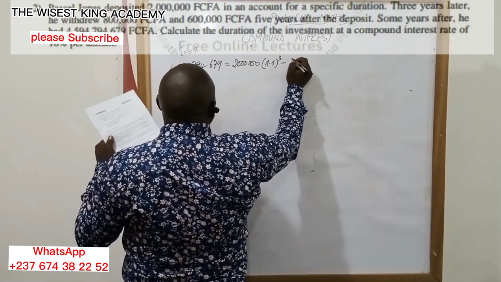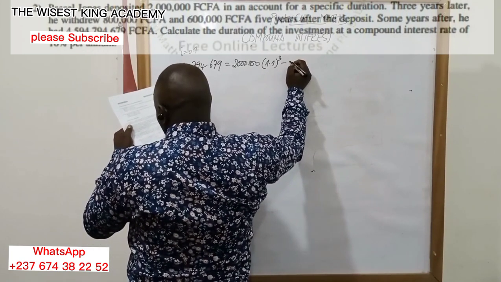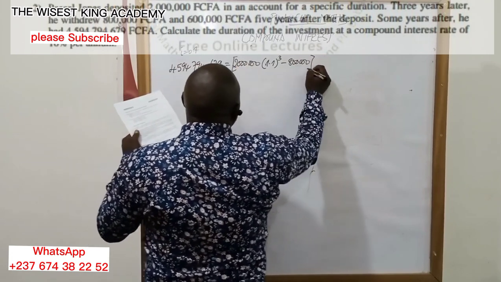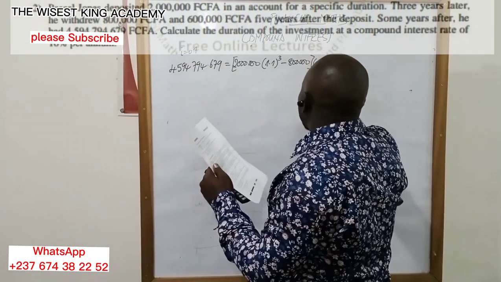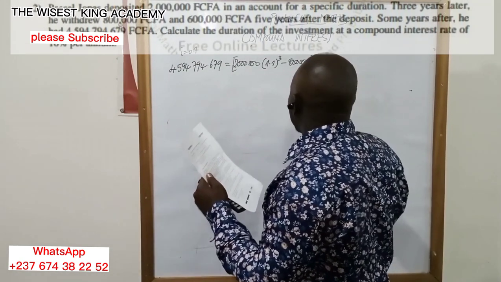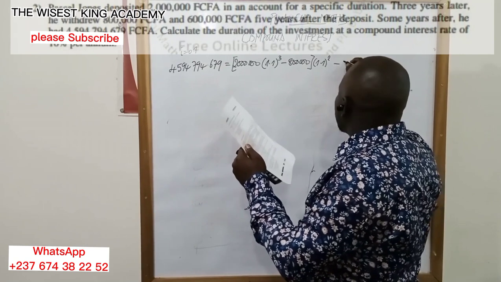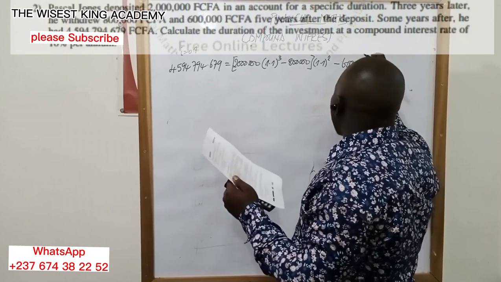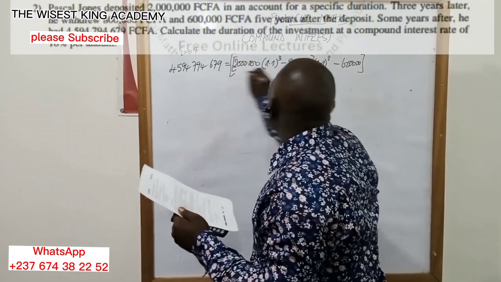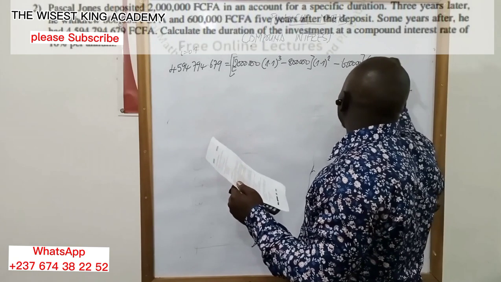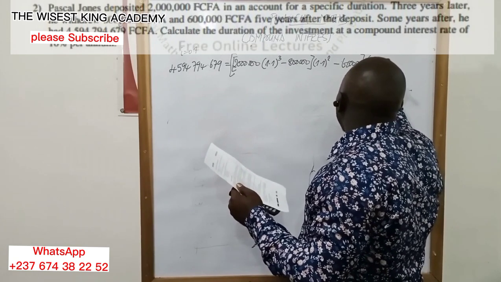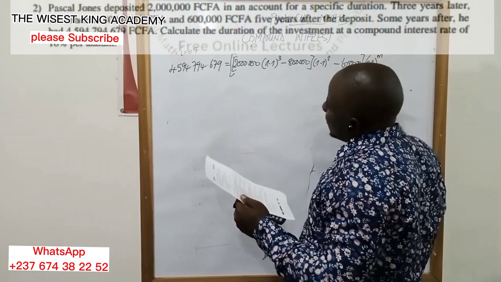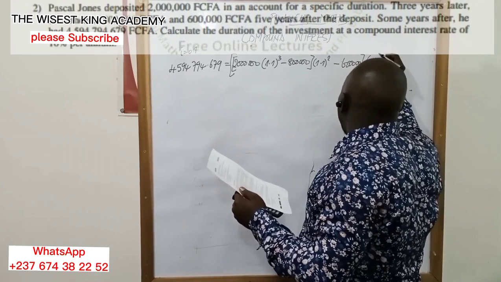And after, he came and withdrew how much? 800,000 francs. Look at this. After he withdrew, the balance in the account made 2 years again, 1.1 raised to the power 2. He came and withdrew how much? 600,000. And now there's another balance that is left for a particular duration. That's 1.1 raised to the power n.